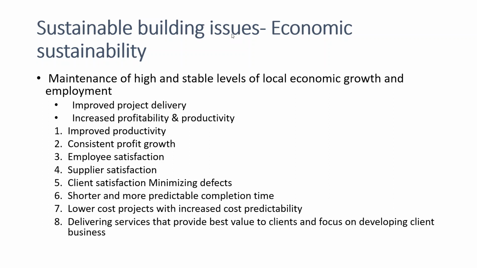It can be mainly categorized into two subcategories: improved project delivery, and increased profitability as well as productivity. So the issues are how to improve the productivity, how to maintain consistent profit growth, how to have employee satisfaction and supplier satisfaction. We should satisfy employees as well as the suppliers. On the other side, we should of course satisfy the client as well.